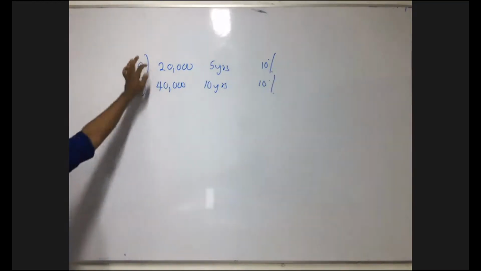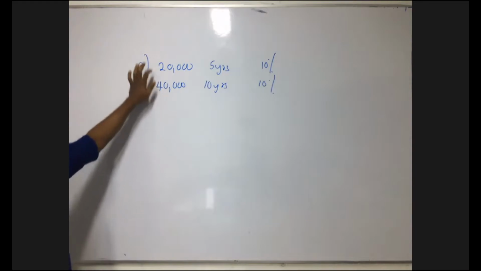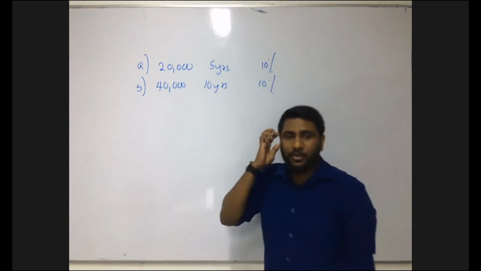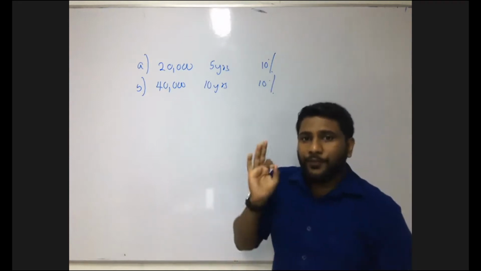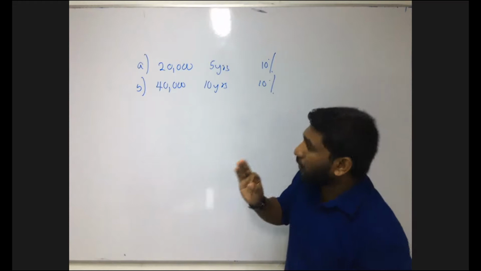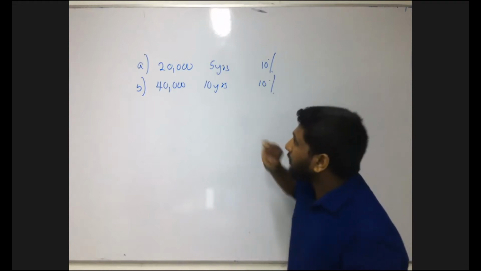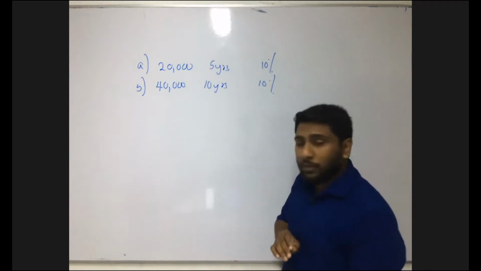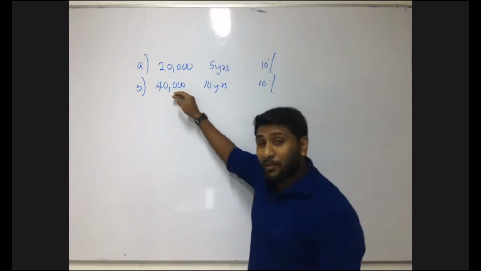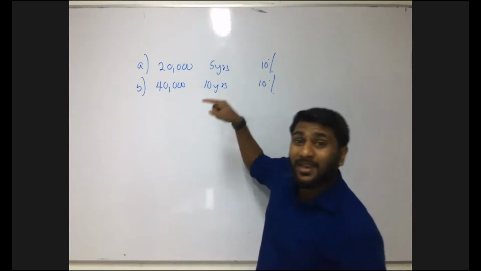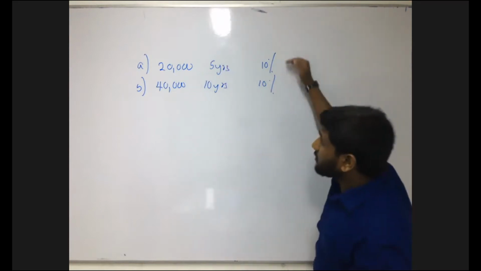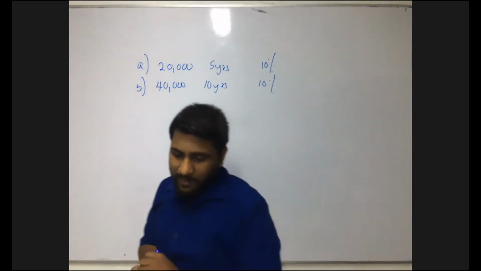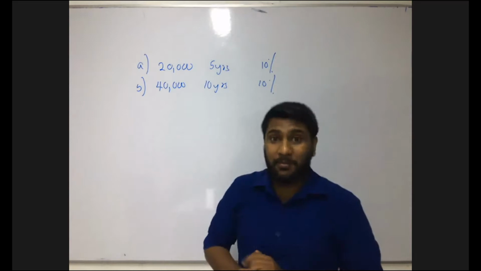Out of these two options, you will select which option? One person is telling you, I will give you 20,000 in another 5 years time. Another person is telling, no, I will give you 40,000, but I will give it in another 10 years time. Out of these two options, which option will you select, guys? Whether it is option A or option B, how to find it?